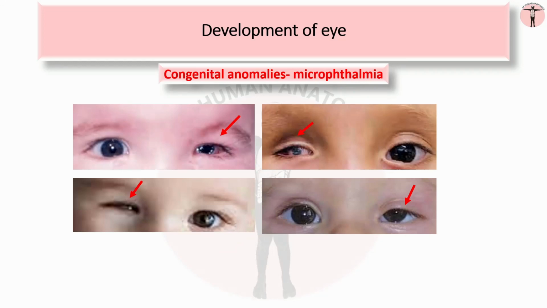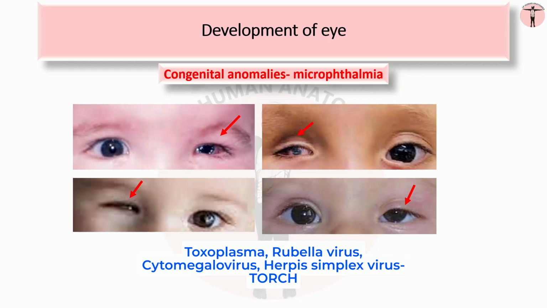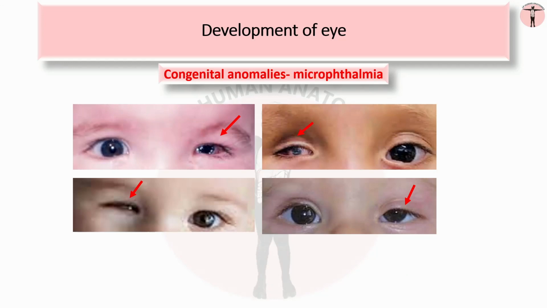Microphthalmia is a small eye usually associated with intrauterine infections from the TORCH group of microorganisms, that is the toxoplasma, rubella virus, cytomegalovirus and herpes simplex virus. Together these are called the TORCH group of microorganisms. Another cause for microphthalmia can be minimal contact between the surface ectoderm and optic vesicle.